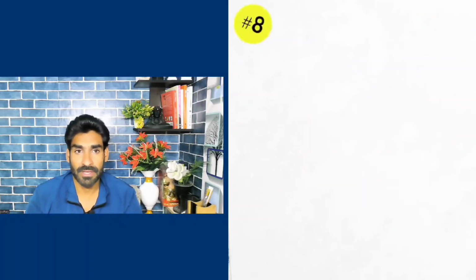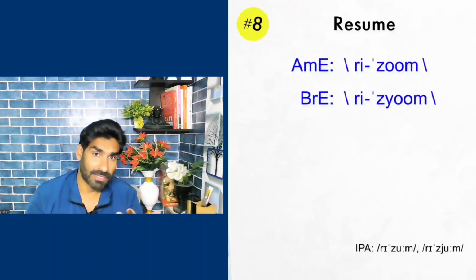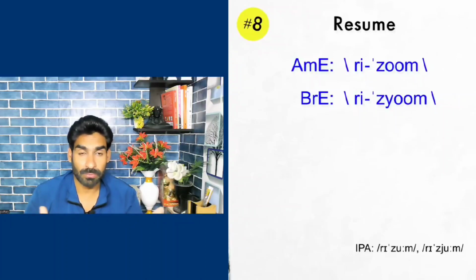The next word we have is resume. Generally when we do something and we stop doing it and again we start, we say we resume. In American pronunciation, we say the word one way. In British pronunciation, we say it another way. So we have two differences between American and British pronunciation.